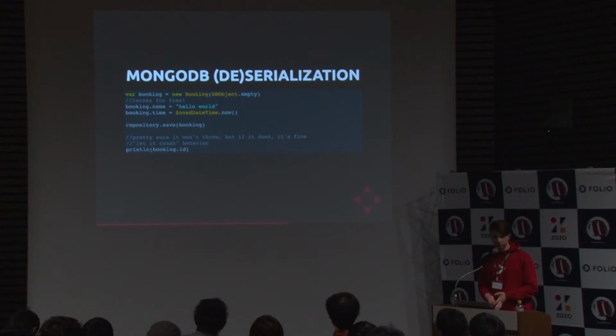And then let's say we want to print the ID of the new booking. So maybe the repository actually updated the ID, maybe not. So in case it didn't, we'll have an exception here, but that's okay because we are adopting the let it crash behavior from Akka. So now we're also reactive.